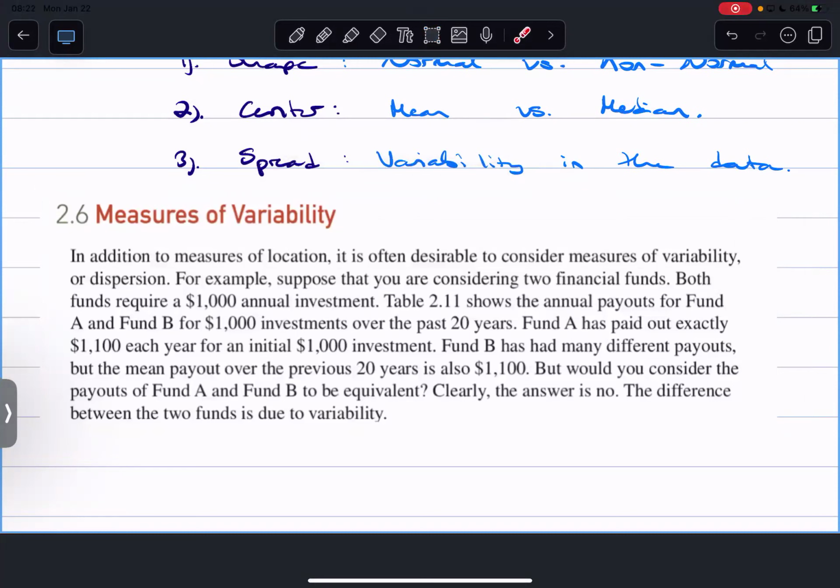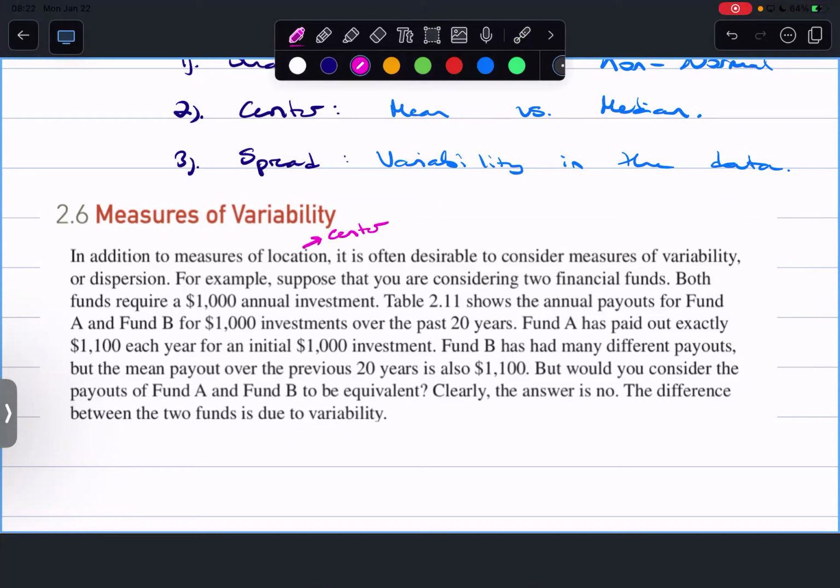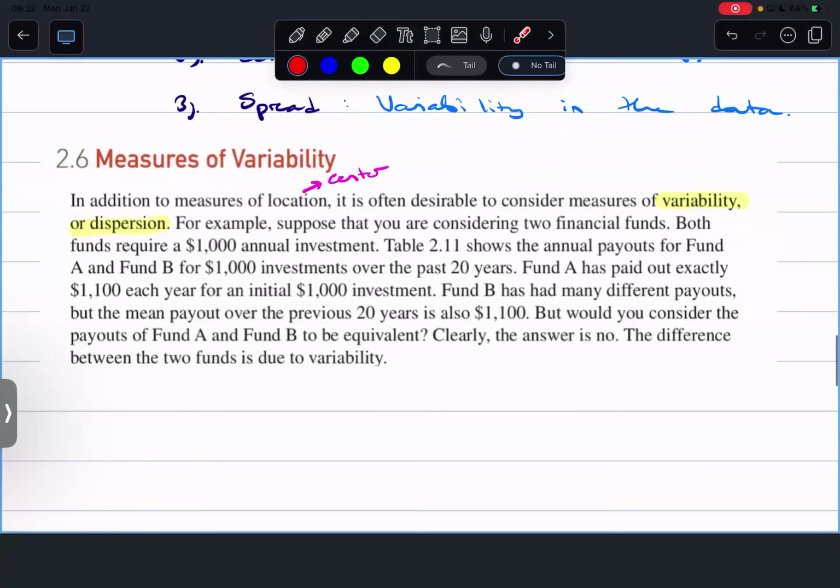So we've talked about the measures of location, which I'm calling center because I feel like it highlights it better. But we want to talk about the variability or the dispersion, but I'll call it variability usually. So for example, if you have two financial funds and they both require $1,000, so same buy-in, okay?